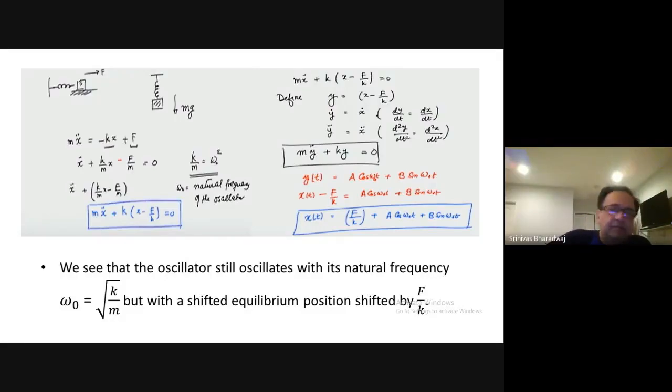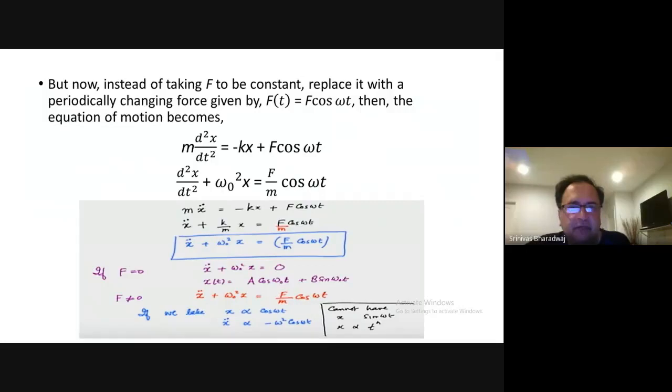Okay, and this kind of feedback loop based control is part of negative feedback, which is extensively used in control systems, in electrical engineering, in mechanical engineering, and it has broad implications across the board. So everything, there is control and there is negative feedback, and that negative feedback is used to drive these functions. So now, instead of F being a constant, replace it with a periodically changing force, F equals F cos omega t, then the equation changes.